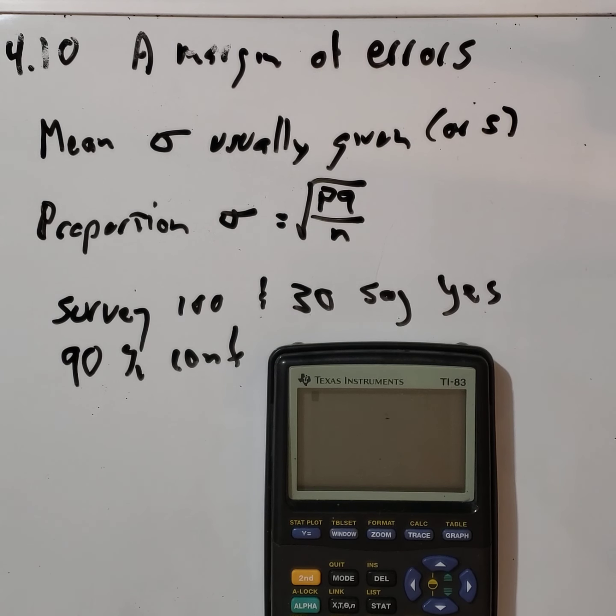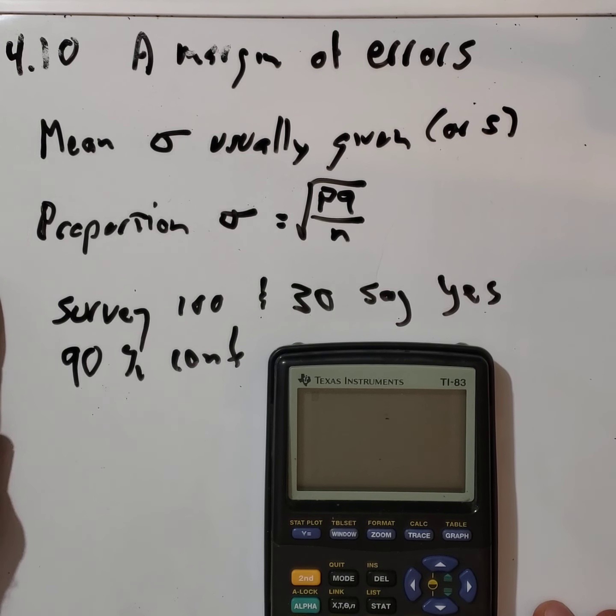We know how to calculate our margin of error when we're talking about means. We just multiply the standard deviation divided by the square root of n times the z-score. We've done that a bunch of times already. We're going to need to do the same thing when we're dealing with proportions.